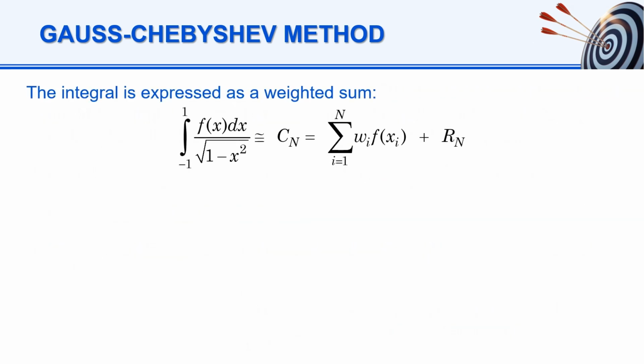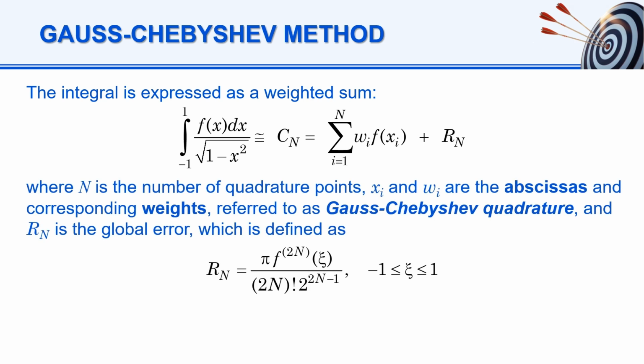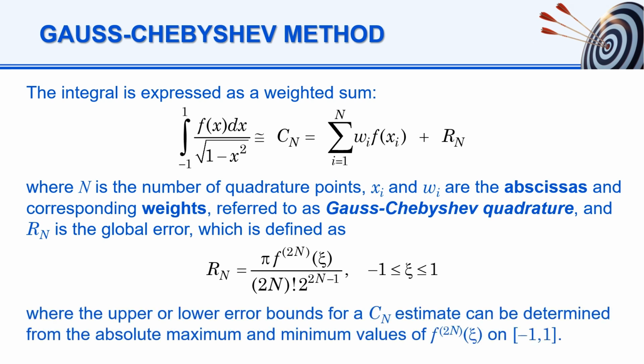The integral is expressed as a weighted sum, where n is the number of quadrature points, xi and wi are the abscissas and corresponding weights, referred to as Gauss-Chebyshev quadrature, and Rn is the global error, which is defined as follows, where the upper or lower error bounds for a Cn estimate can be determined from the absolute maximum and minimum values of the 2nth derivative of f over the domain from -1 to 1.